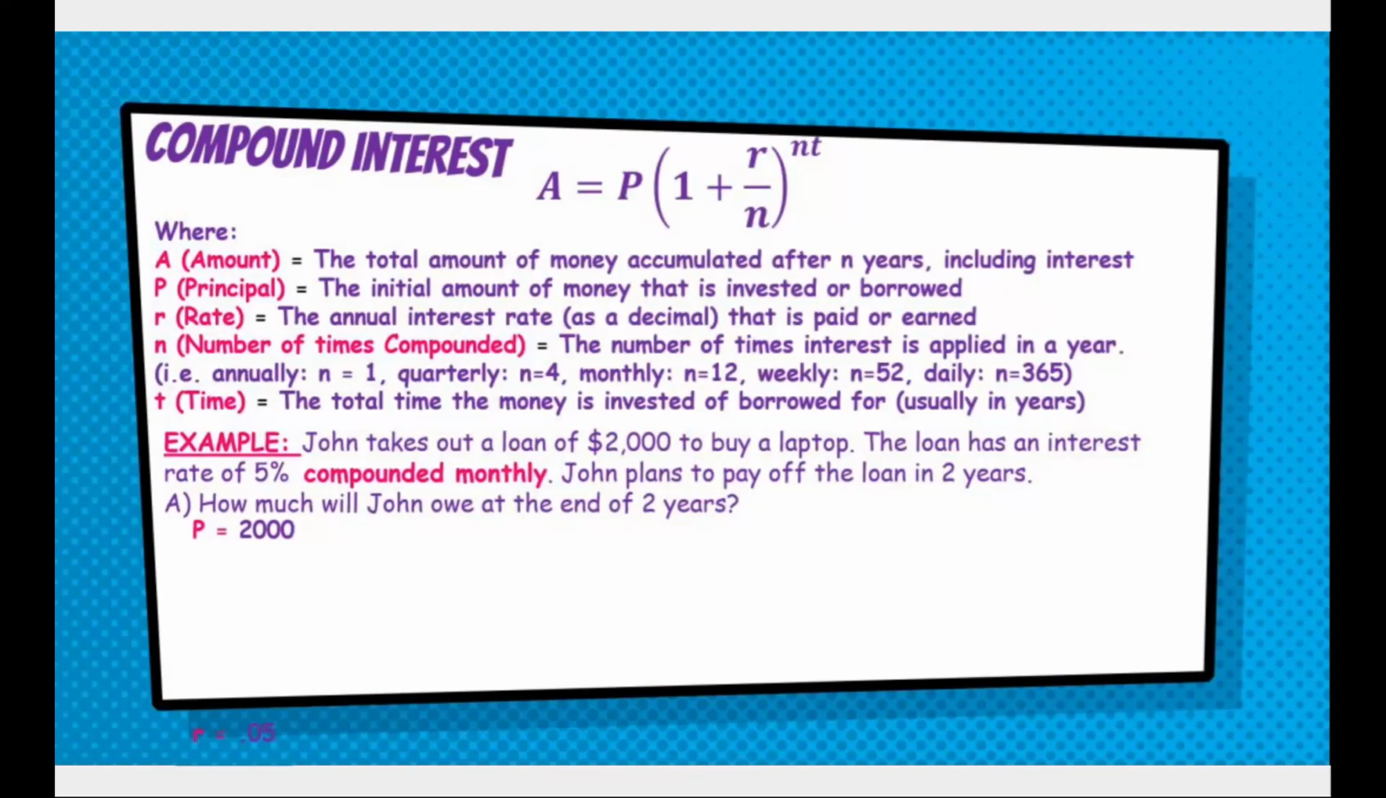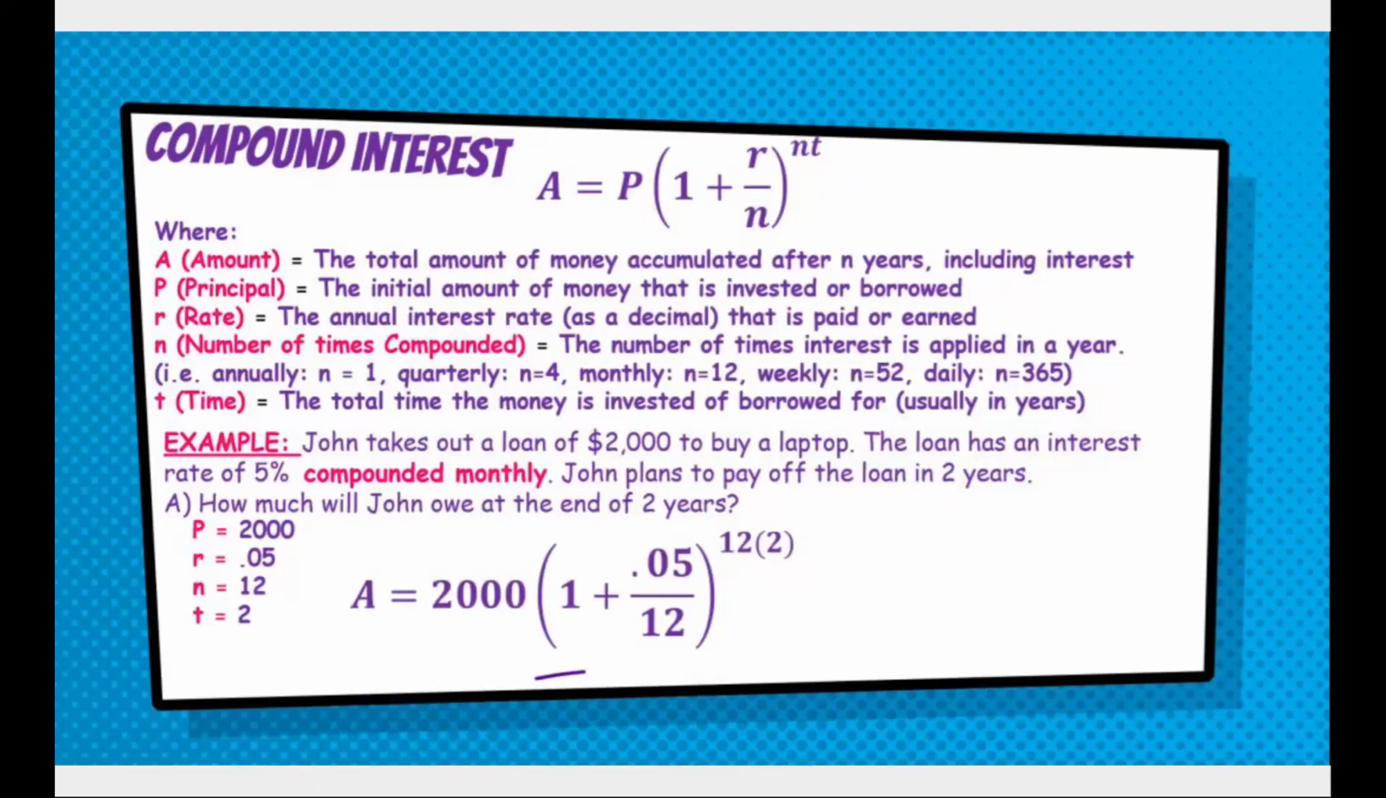So our initial amount is going to be the amount of the loan, the $2,000. Our rate written as a decimal is 0.05. We said it's compounded monthly. There's 12 months in a year. That gives me my n. And we're going to look at this for 2 years. So we're going to plug all of those things into our formula.